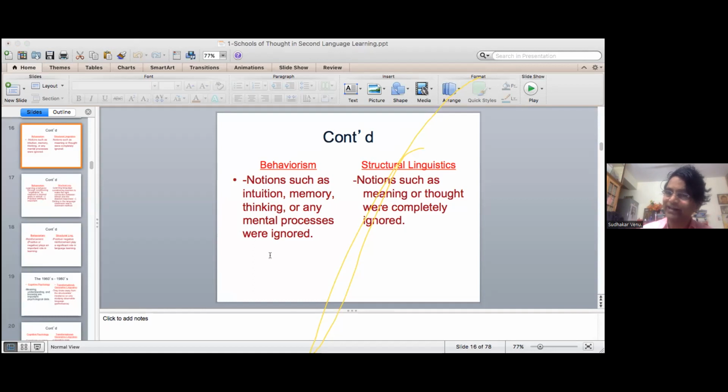Please try to see the parallels between these two, because in the 40s and 50s, by and large, the same kind of ideology, rooted in behaviorism and structural linguistics, was dominating the field of English language research. This is what I want to say here.